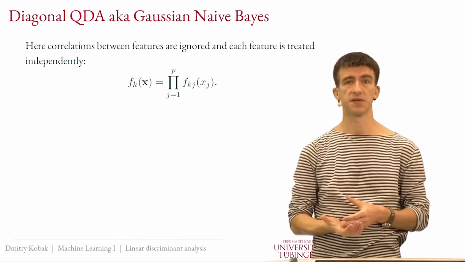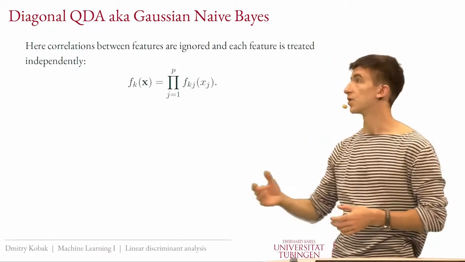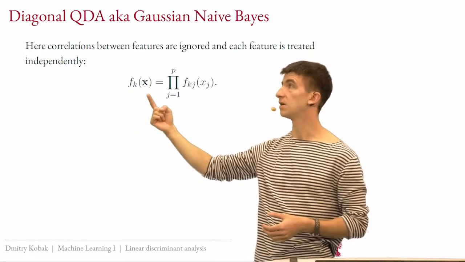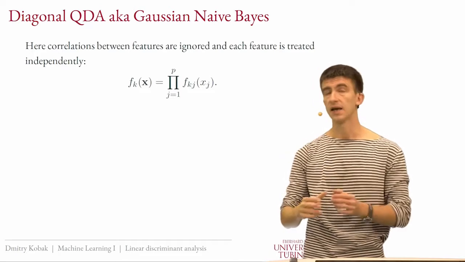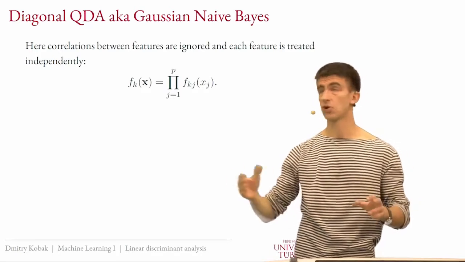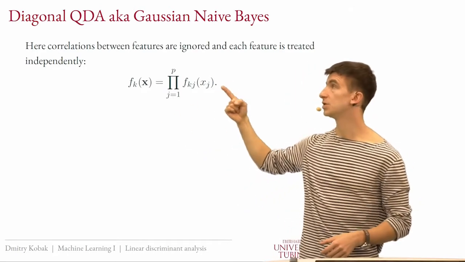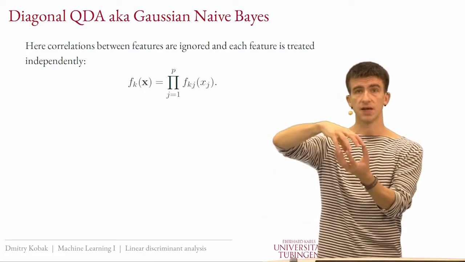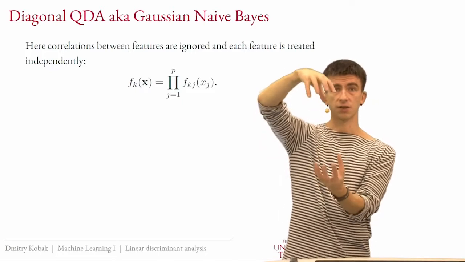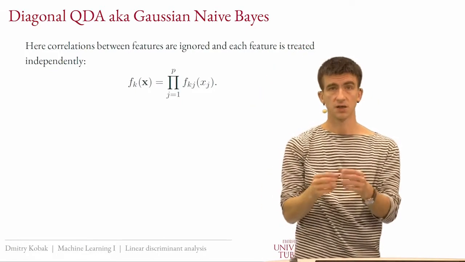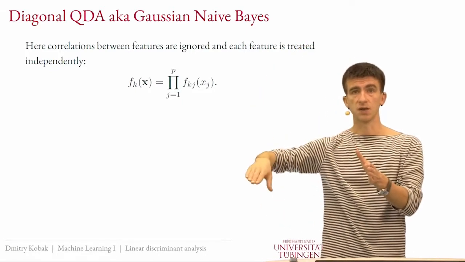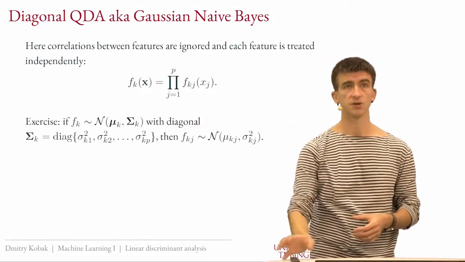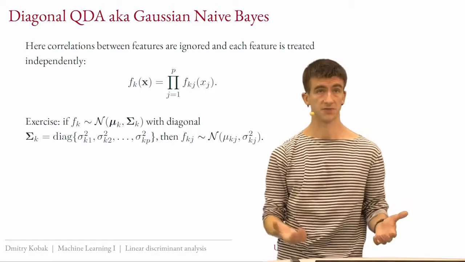And that, of course, simplifies everything by a lot. Because what happens is that the probability density f_k(x) of class k actually decomposes into the product of marginal probabilities for each coordinate. So if you have a Gaussian that has no correlation, then it's a product of a Gaussian over coordinate 1 and a Gaussian over coordinate 2. It gives you a two-dimensional Gaussian. So here it's written down as an exercise, but it's a very simple exercise.